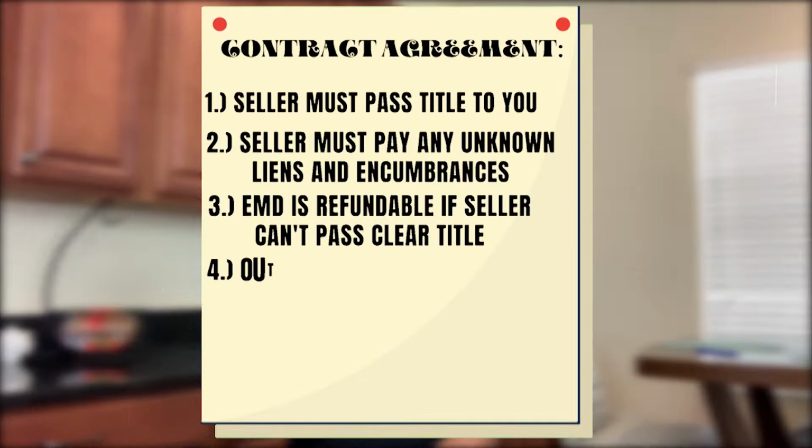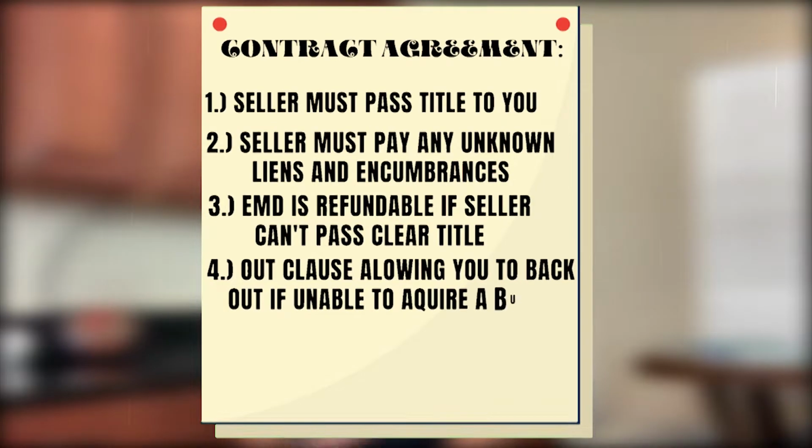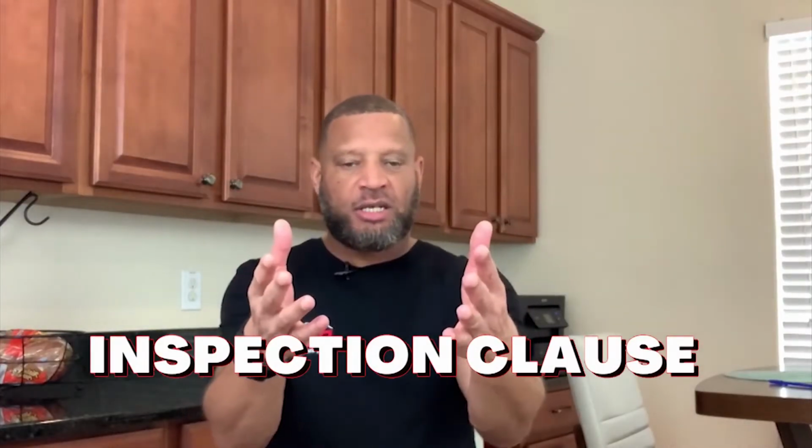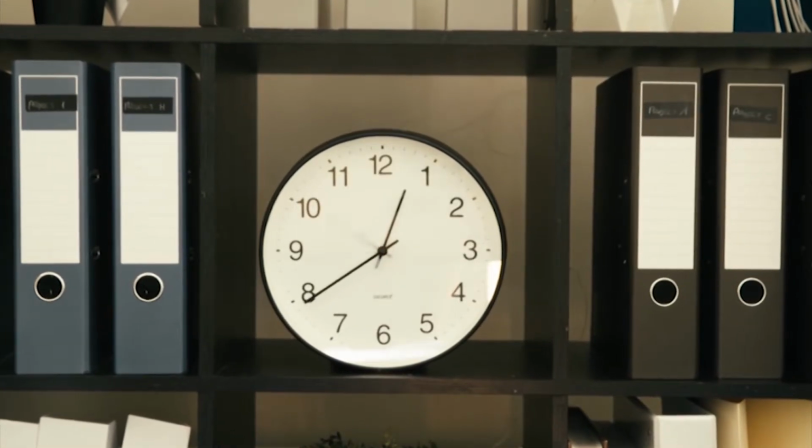Now, the last clause that you want to make sure you have in that contract with the seller is an out clause. An out clause that will allow you to back out of the deal if you cannot find a buyer for it, which is going to be your inspection clause. I highly advise, if you're just now getting started in this business, to put an inspection clause in the contract that's going to run all the way up to the closing date.